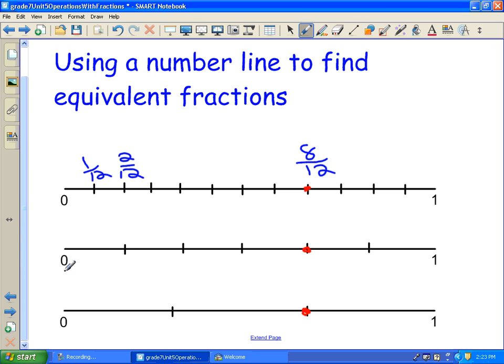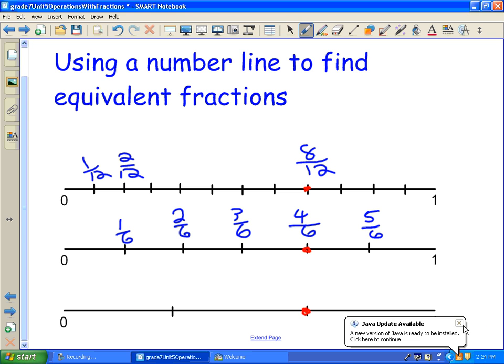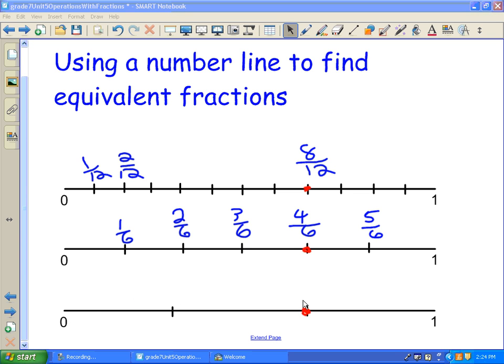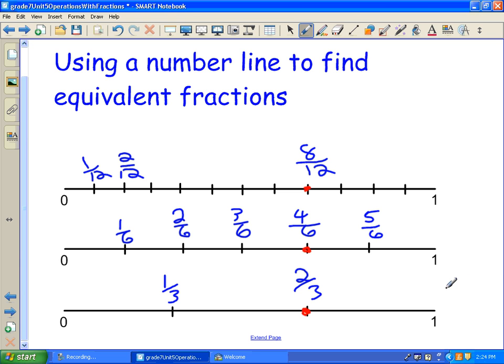I have my next number line broken into 1, 2, 3, 4, 5, 6 equal pieces. So this first piece would be 1/6. This next piece would be 2/6, 3/6, and this one here would be 4/6, and this would be 5/6, and so on. The last one here has it broken down into 1, 2, 3 equal parts. So this first part being 1/3, 2/3, and this would be 3/3 or 1.